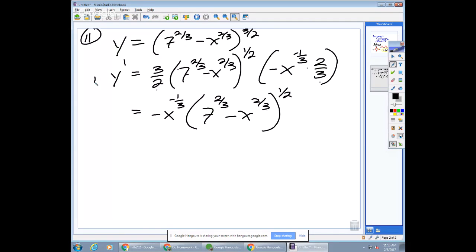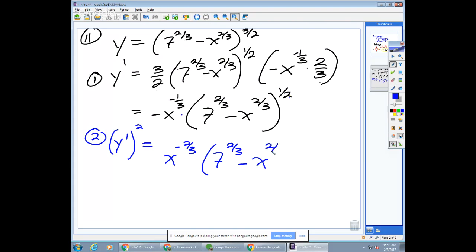Okay, so this is what I called step 1. Step 2 is to square that. What is y prime squared? Well, we can distribute a square over multiplication here. The square of negative x to the negative 1/3 would be positive x to the negative 2/3. And then the square of the square root here is just going to be the parentheses, 7 to the 2/3 minus x to the 2/3. So that's the square of my cleaned up y prime.